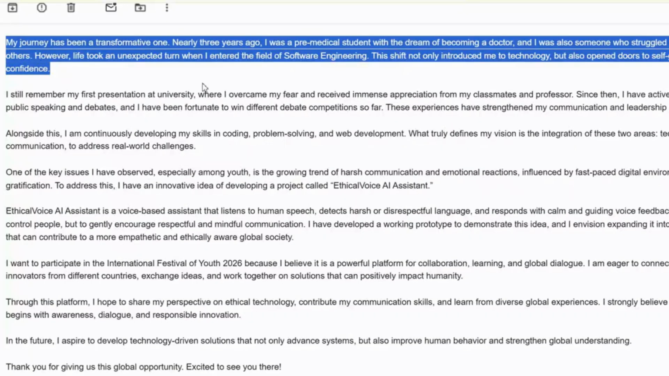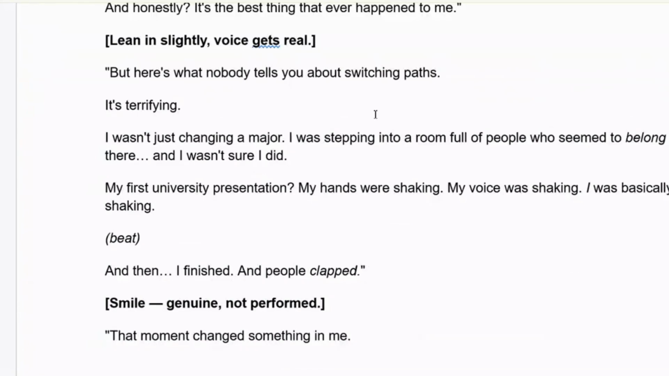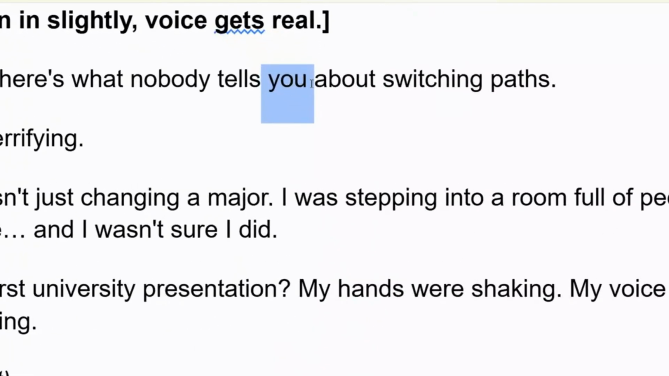And then she talked about her presentation, how she overcame her public speaking shortcomings. Perhaps in the intro paragraph she said, I was someone who struggled to speak in front of others, and then she talked about how she has actively participated in public speaking. So here, of course, I linked it up with what we discussed earlier about changing her profession, and I couldn't share it with you because of privacy issues. But then we go on and say, but here's what nobody tells you about switching paths. Can you just pay attention to this word, you? You are directly talking to the person who is watching your video. This is a conversational way of speaking.